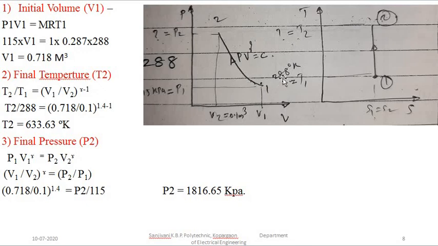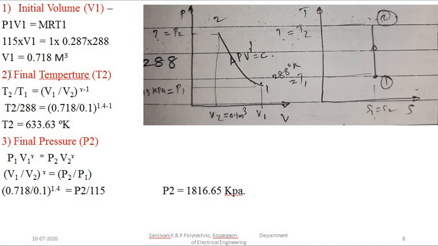So at the state point 1, applying the general gas equation, we can write P1 V1 is equal to m R T1. Putting the values in this equation, pressure P1 is 115 kilopascal into V1, that is equal to mass 1 kg into R value 0.287 into temperature value at initial state, that is 288 degree Kelvin. So V1 initial volume is equal to 0.718 meter cube. So that we have calculated.